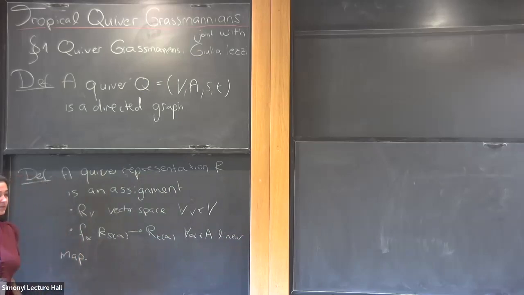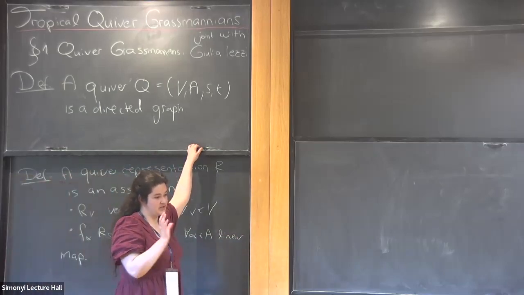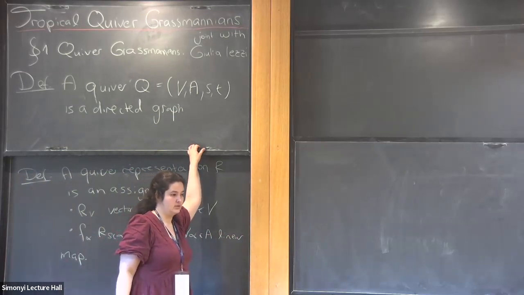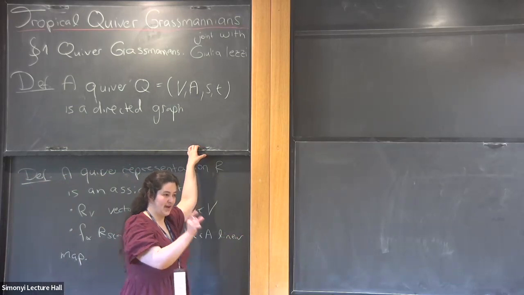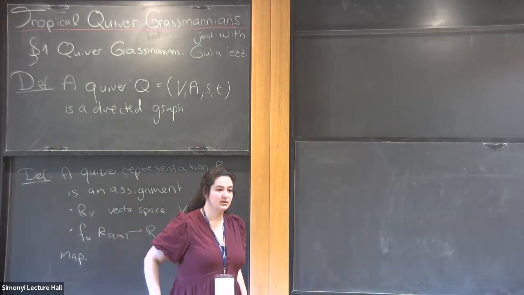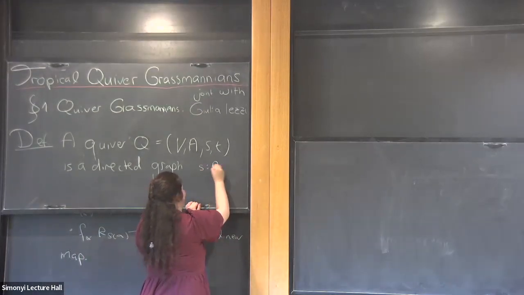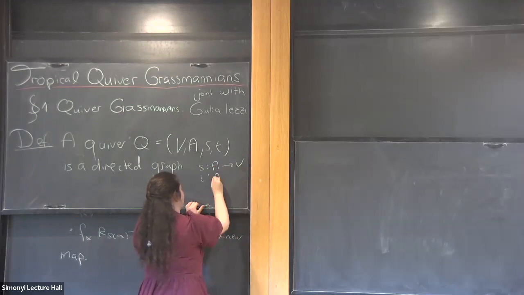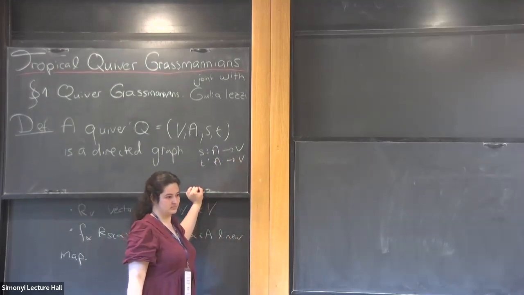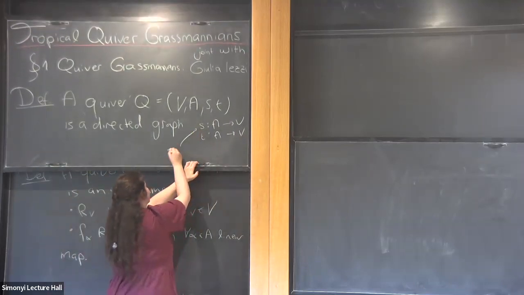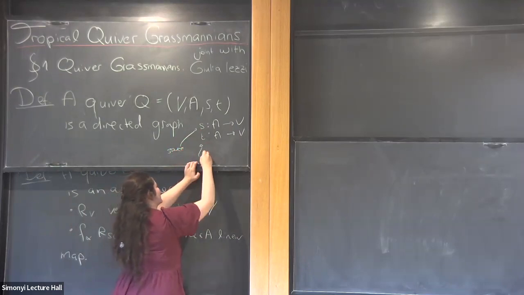What are S and T? Source and target map. So these associate to each arrow a source vertex and a target vertex. No, it's one arrow. Each arrow has a source. I think he might want you to write S colon. Okay, sure. S is from A to V and T is from A to V. And this is the source map. And this is the target map.